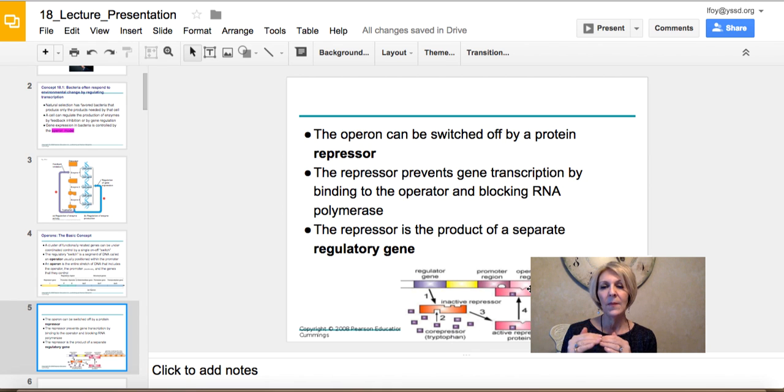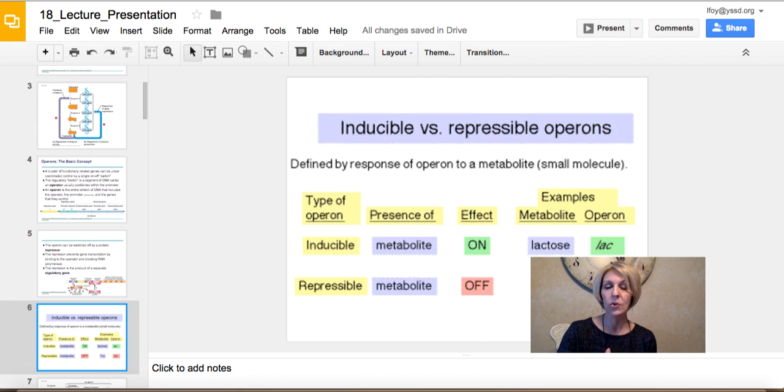So this is giving you foreshadowing into the level of how bacteria can control whether genes get turned on or turned off. So guys, there are basically two types of operons: inducible operons and repressible operons. Inducible operons are operons that are normally off.